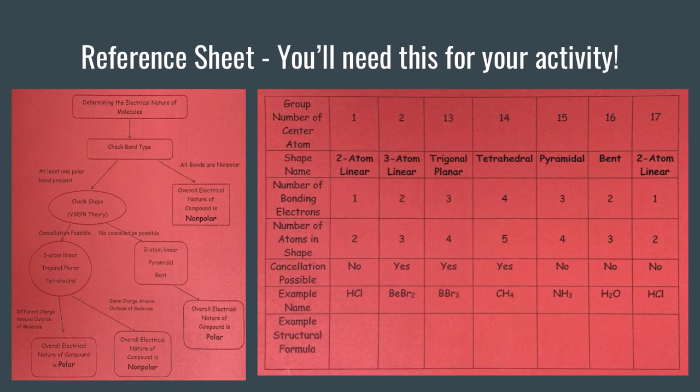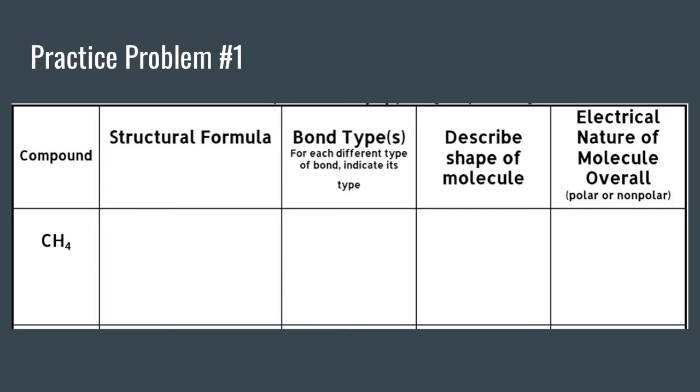On the back side of that sheet, you're going to notice the group number of the center atom. It's important to realize that we're talking about the center, and we have elements from groups 1, 2, 13, 14, 15, 16, and 17. And then you have the shape name: 2-atom linear, 3-atom linear, trigonal planar, tetrahedral, pyramidal, or bent. It tells you how many bonding electrons it has, how many atoms are in the shape, whether cancellation is possible, meaning with the charges, and an example name.